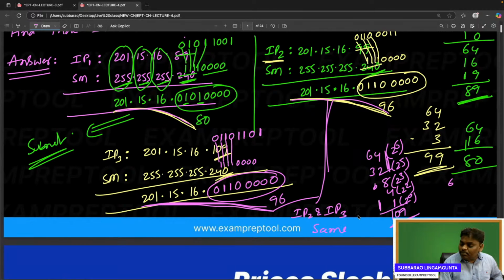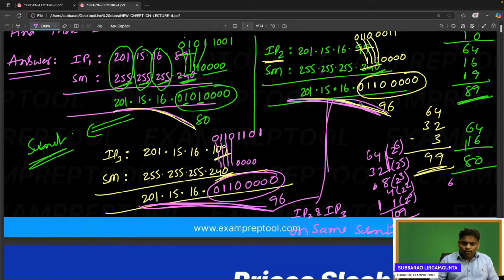Same subnet ID means what? Same network, same subnet. Because the subnet ID is the same, IP2 and IP3 are on the same subnet. How do you get a subnet ID? Do the AND operation with the subnet mask, and you will get the subnet ID. IP2 and IP3 both belong to the same subnet.